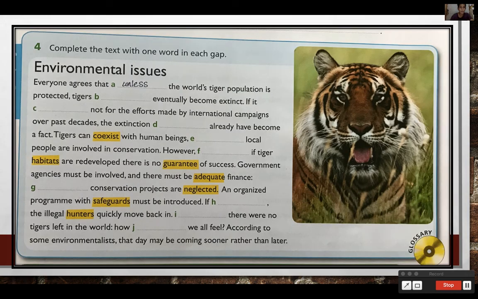Let's continue. Complete the text with one word in each gap. Okay. Everyone agrees that unless the population of this type is protected, it will eventually become extinct. If it were not for the efforts made by international companies over past decades, the extinction would already have become a fact. Now you have to do the same for the others. You have to think about the correct answer for each sentence, okay?